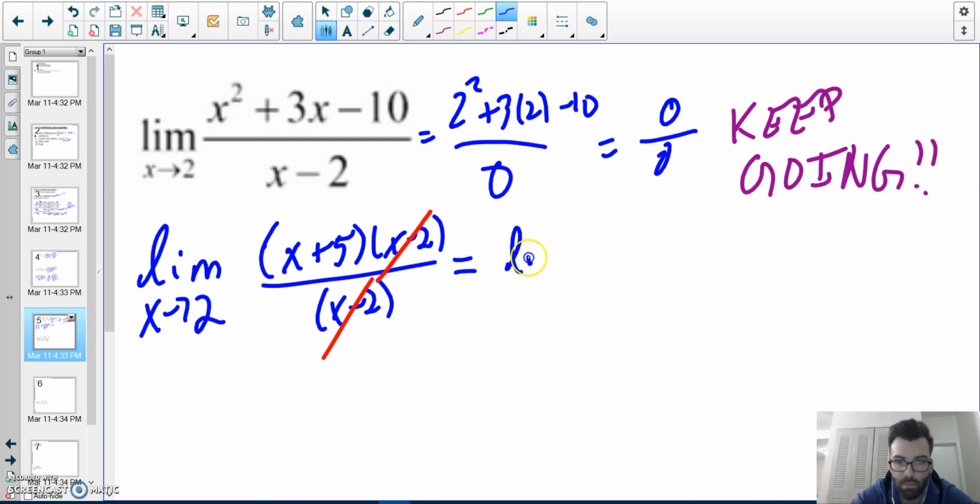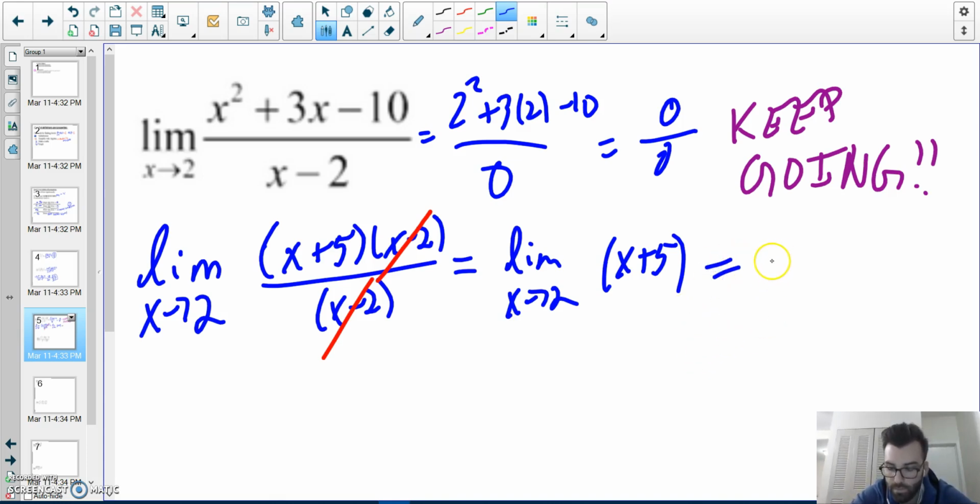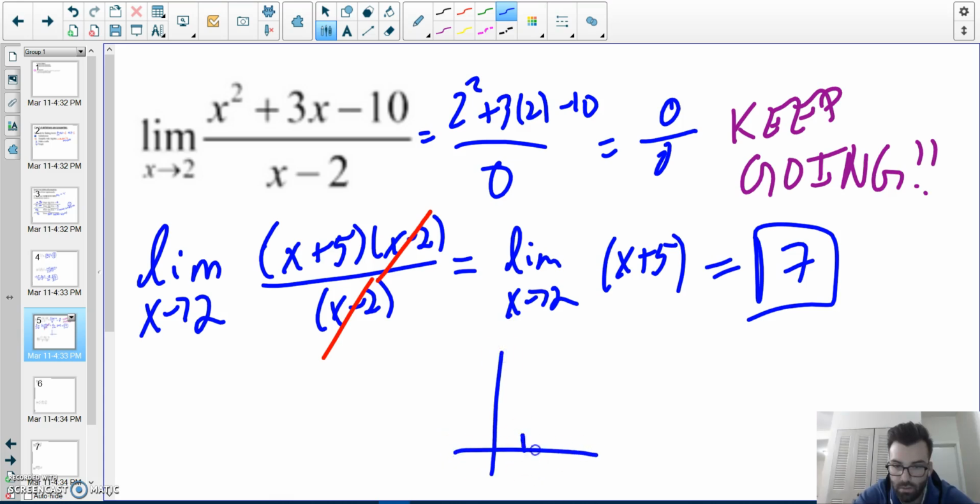So I'm looking at the limit as x approaches 2, and I'm only concerned about this x plus 5, because the x minus 2's are our hole. Plug in 2, I get 2 plus 5, which gives me 7. So if you thought about this graphically, 1, 2, 3, 4, 5, 6, 7. Since there's a cancellation here, I'm going to have a hole at 2, 7.